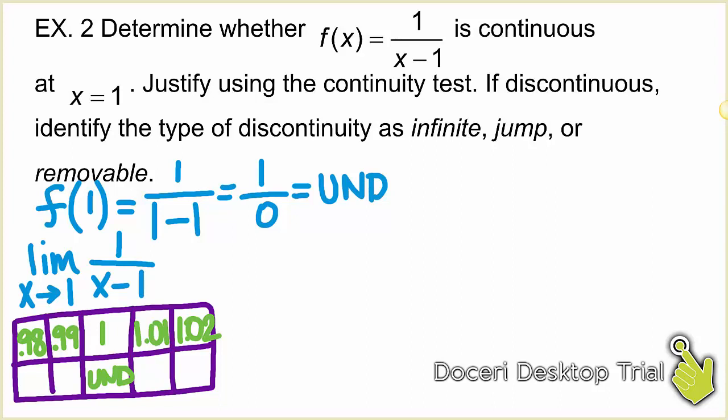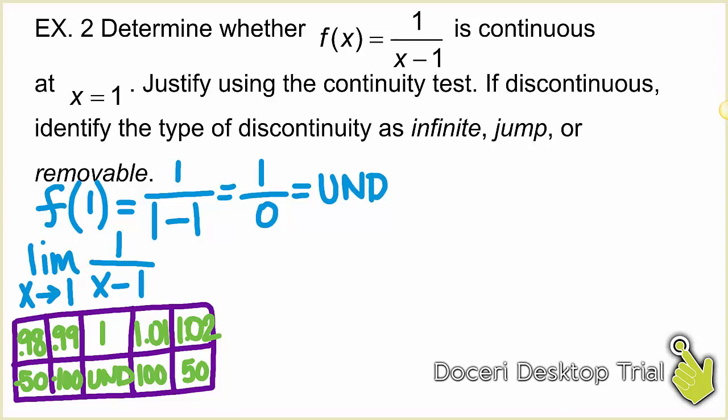At 0.98, my value actually equals negative 50. At 0.99, I have negative 100. I can squeeze that in there. At 1.01, I have a positive 100. And at 1.02, I have a positive 50.